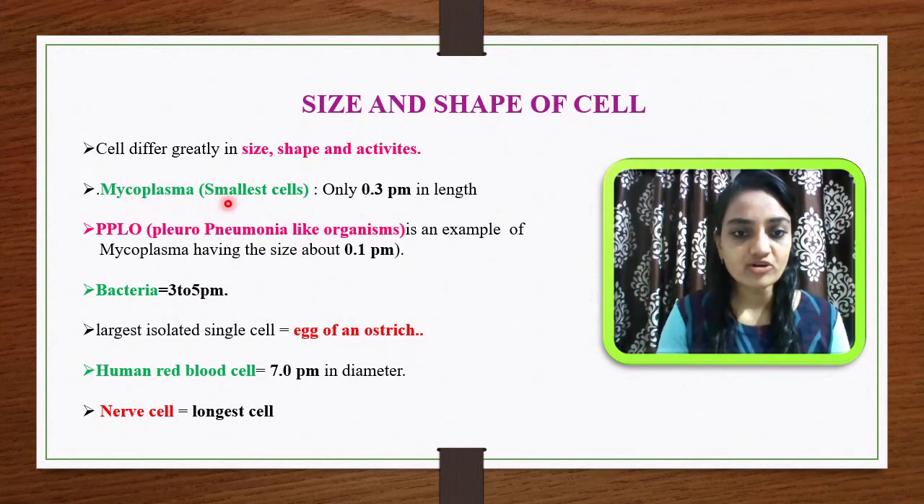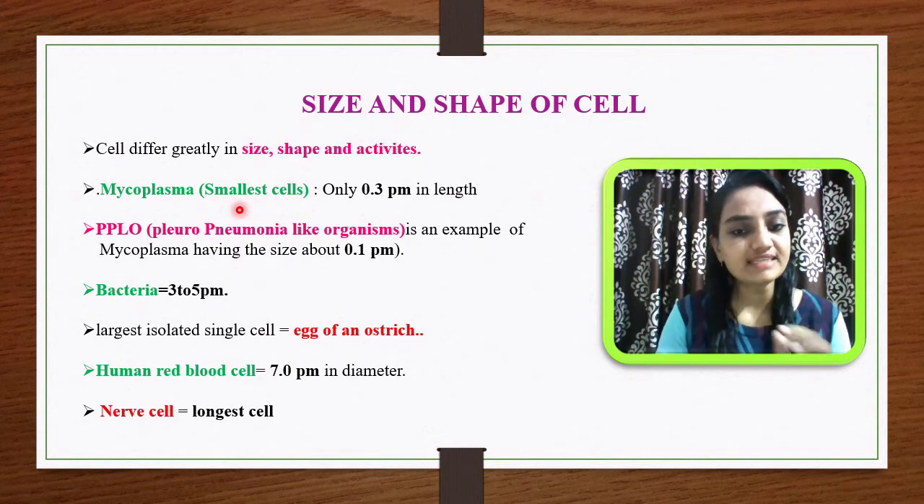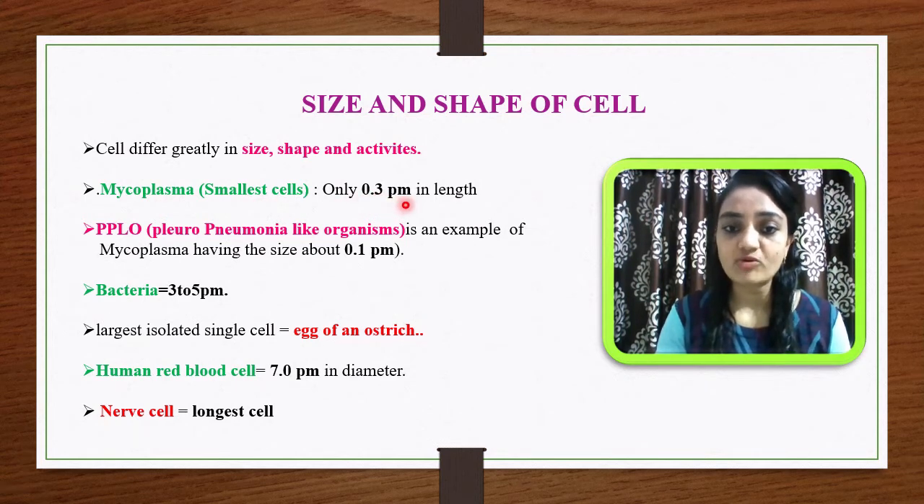So mycoplasma is the smallest cell. What are the smallest cells? Smallest cells are mycoplasma, and it is only 0.3 micrometer in length. Very small size. Then PPLO, that is pleuropneumonia-like organism. You have to remember this full form of PPLO. It may be asked in boards exam as well as in the NEET exam. So be very clear about the full form of PPLO: pleuropneumonia-like organism. It is an example of a mycoplasma having a size above 0.1 micrometer.